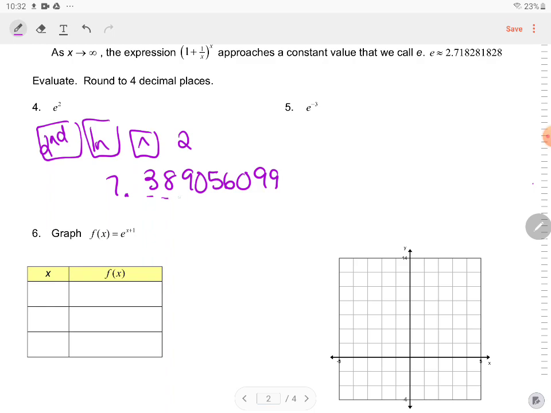So if I count 1, 2, 3, 4, the 5 here is going to tell us to round up. So it's a copy of the first 4, 7.3891. That's your final answer. So this is e to the negative 3, so we're going to do second ln negative 3 because the e shows up on your calculator. And I get 0.0497870684.